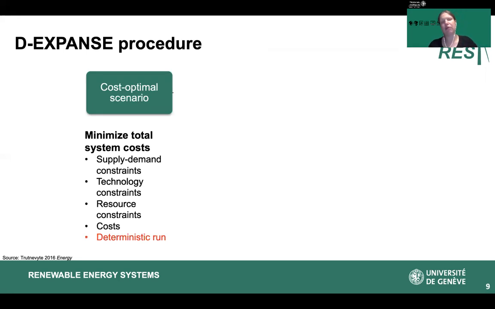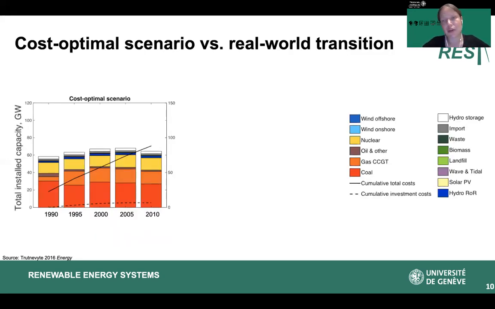Now, the first run of this expanse model is, like in any model, a cost optimization. In this case, I first show you a deterministic run, meaning the parameters from the historical data are fed into the model to eliminate the parametric uncertainty. The cost optimal scenario output of this model would be like this. Basically, it would show that the technologies from the 90s, like coal and gas, but also nuclear, would stay and constitute the majority of the electricity mix by the year 2014.